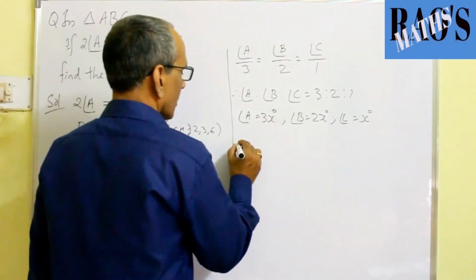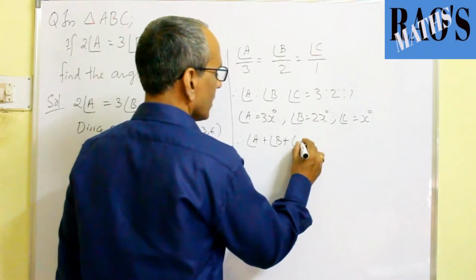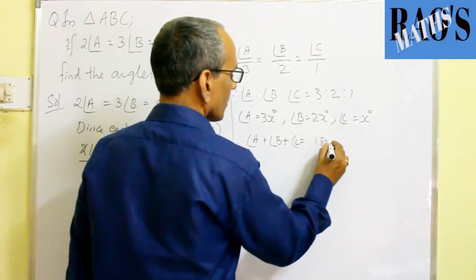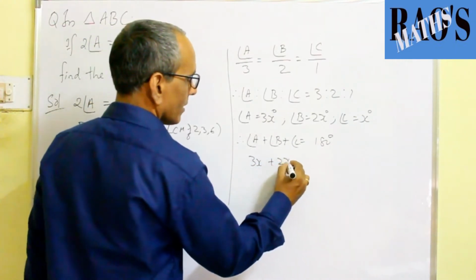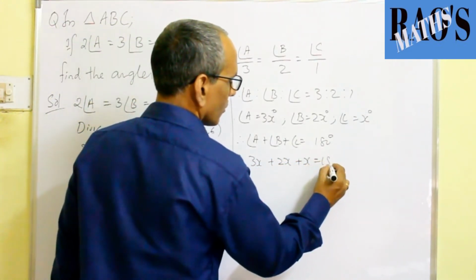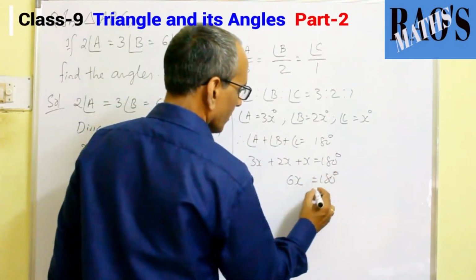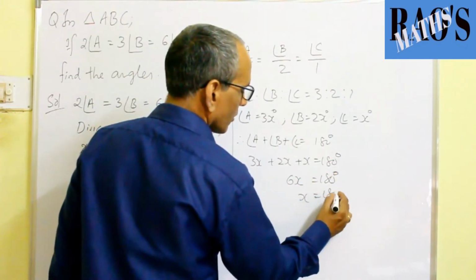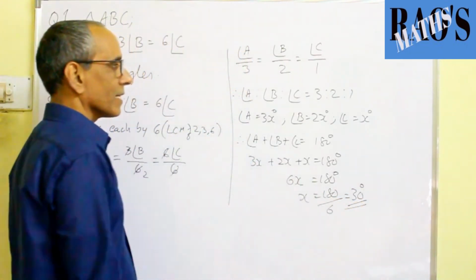Simple. Therefore, angle A plus angle B plus angle C is equal to 180. 3x plus 2x plus x is equal to 180. 6x is equal to 180. x is equal to 180 by 6. That is 30 degrees. So we can find all the angles.